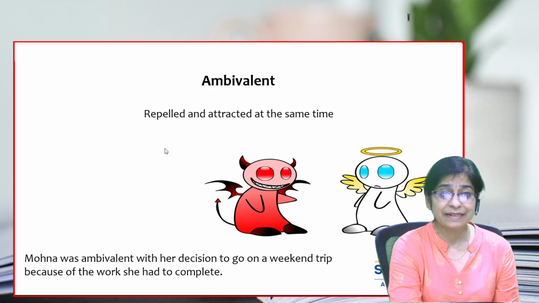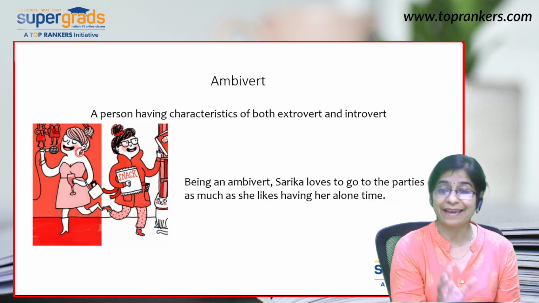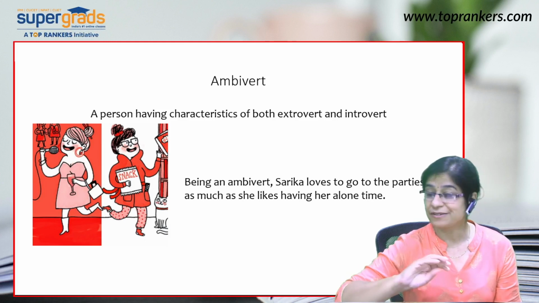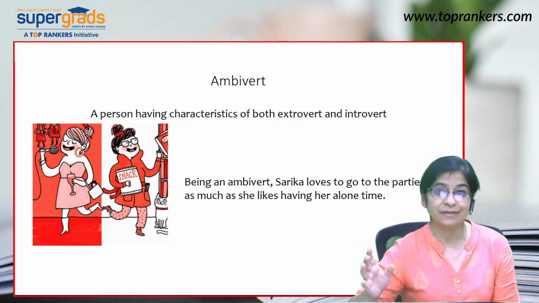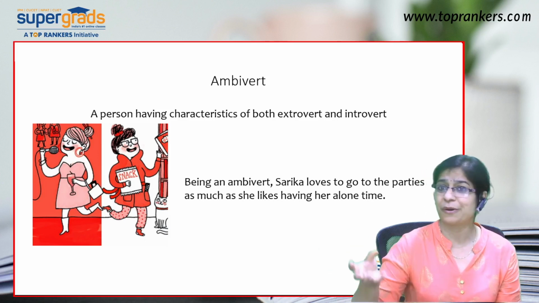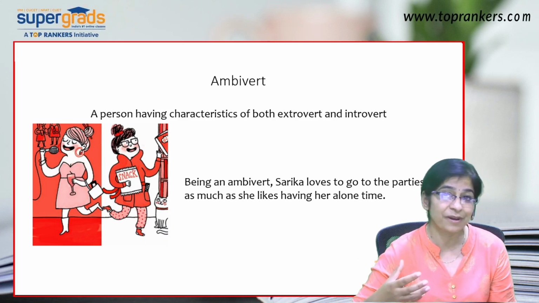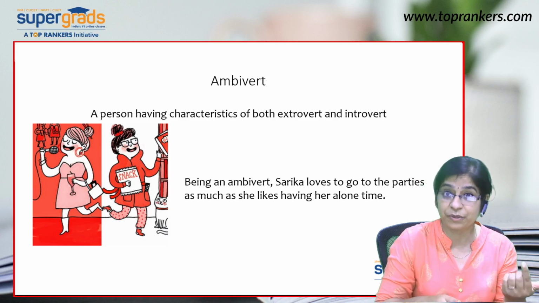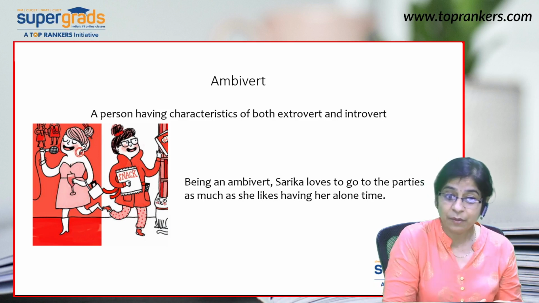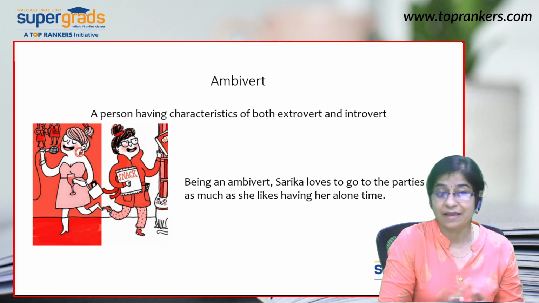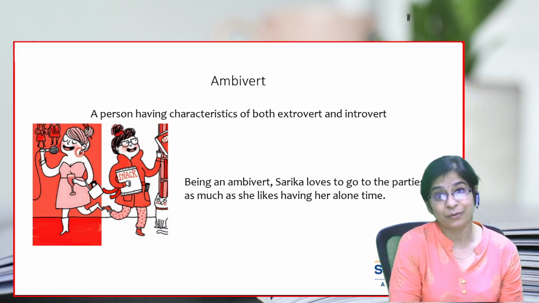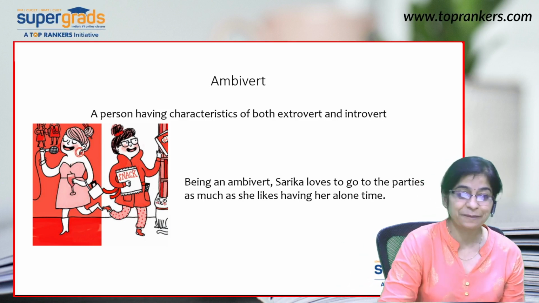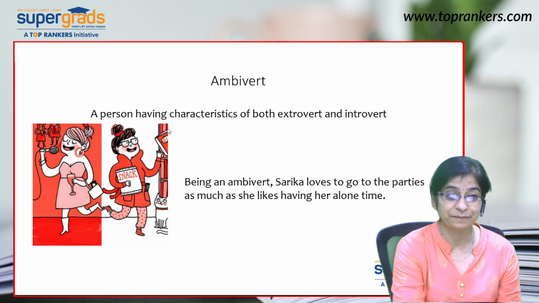The next word here in the list is ambivert. Again, a mixture of qualities. So you're both an extrovert, that is, you're gregarious, you're social, and you're a people person, and you're an introvert as well. So you are reserved, withdrawn, you don't like to talk. So a person who has both the characteristics of being an extrovert and an introvert. So being an ambivert, Sarika loves to go to the parties as much as she likes staying home alone, say maybe with her books or maybe with just herself. So she's an ambivert, both an extrovert and an introvert.